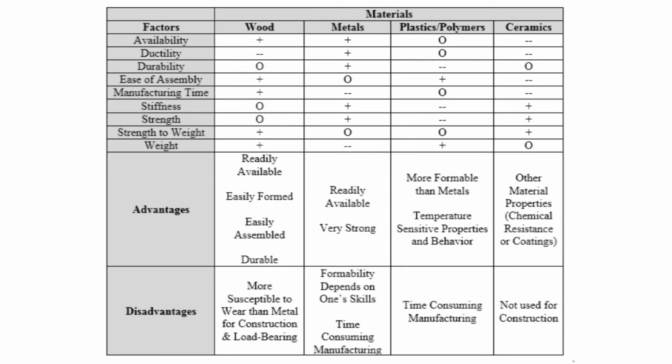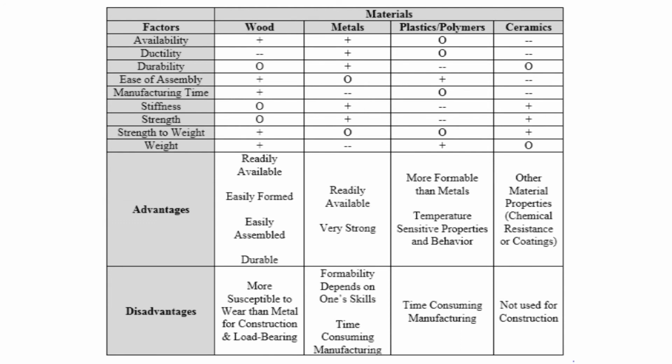Disadvantages, if you're talking about something that operates through numerous cycles, its wear properties are not as good as metal, and it has less load-bearing capabilities. Metals again are readily available. They're very strong, they're ductile, they're durable, they're more difficult to assemble than wood. Manufacturing time depends on what the manufacturing processes have to be and whether you're capable of doing them. Strength and stiffness are good. Strength to weight ratio is good.